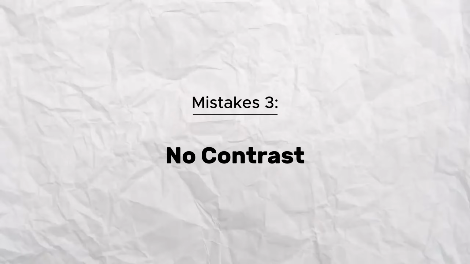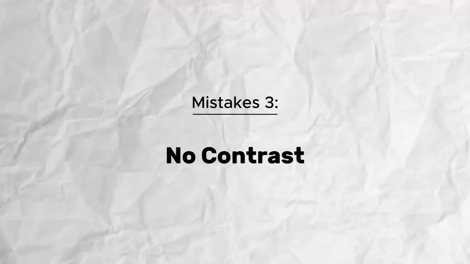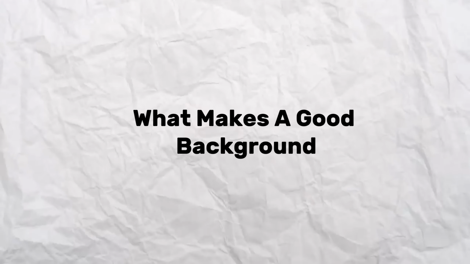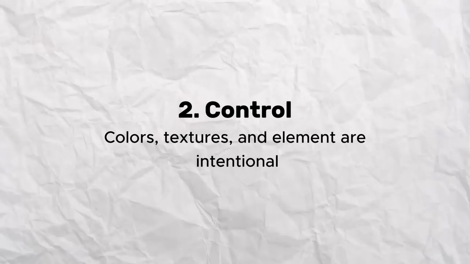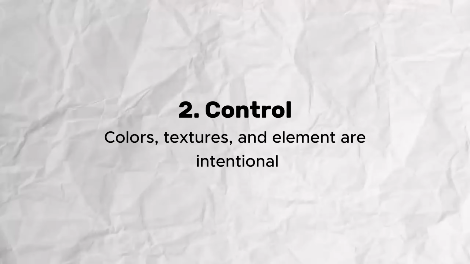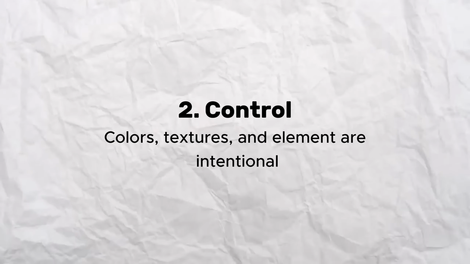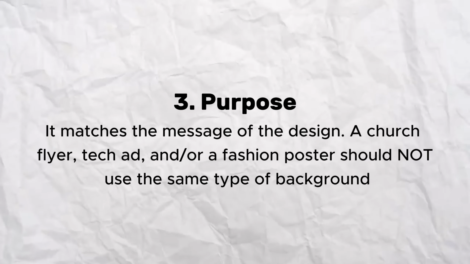Number three, no contrast. Your text blends into the background. Everything feels just so flat. Nothing is standing out. The next section we are moving into is what makes a good background. A strong background has, number one, clarity. It doesn't compete with your content. Number two is control. The colors, the textures, and elements are done with intention. Number three is purpose. It matches the message of the design.